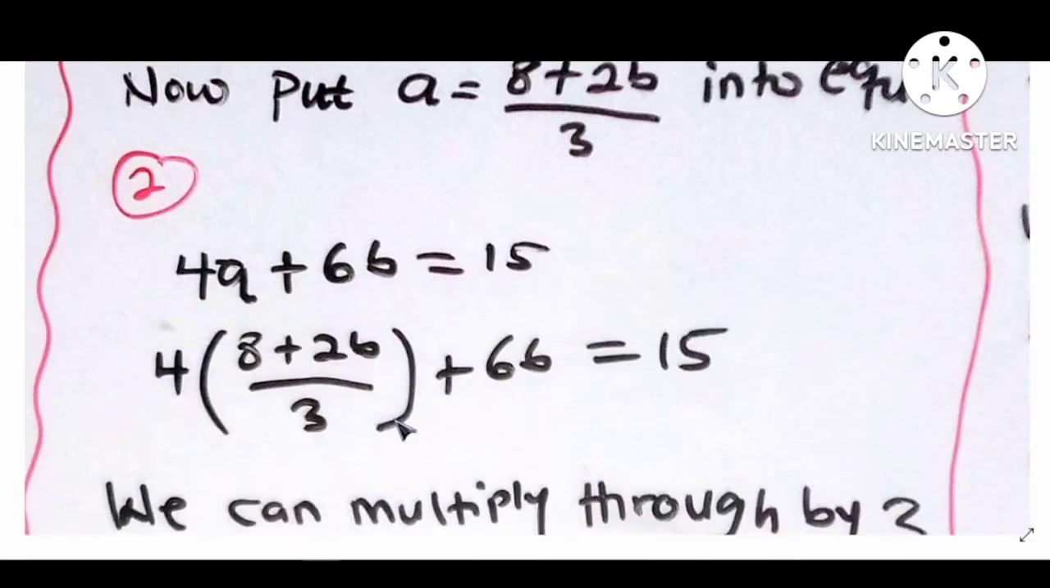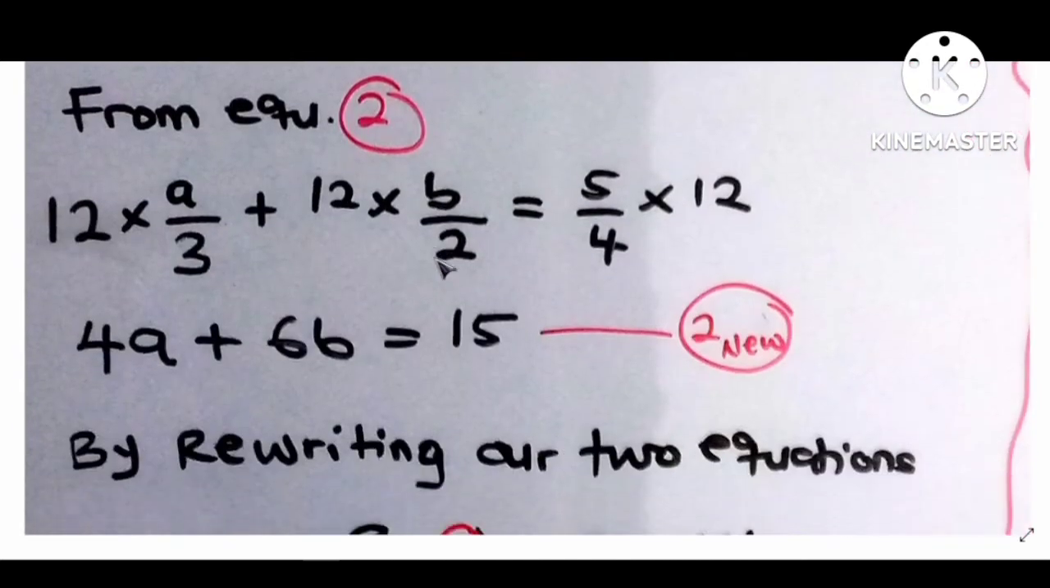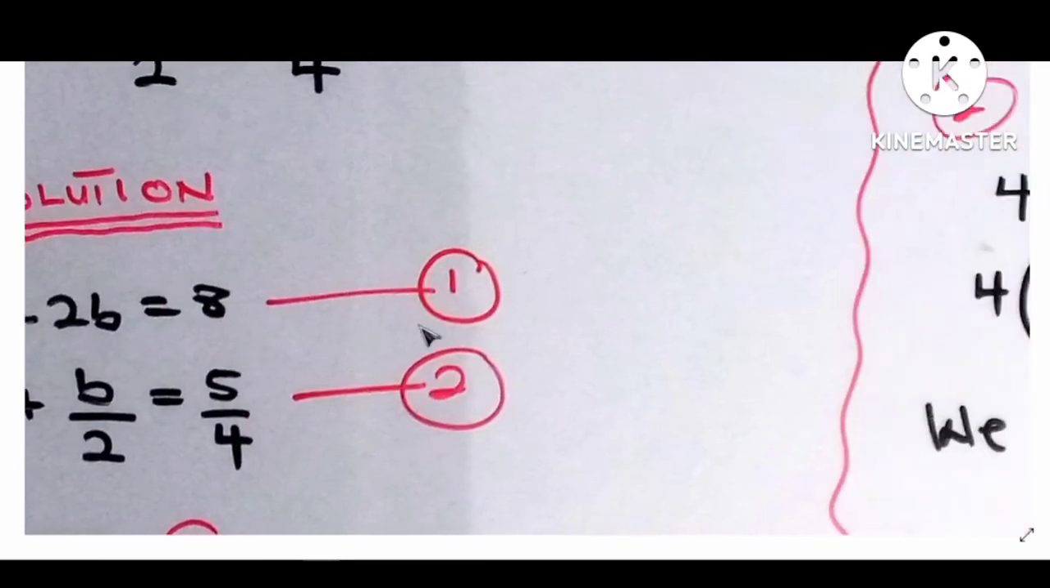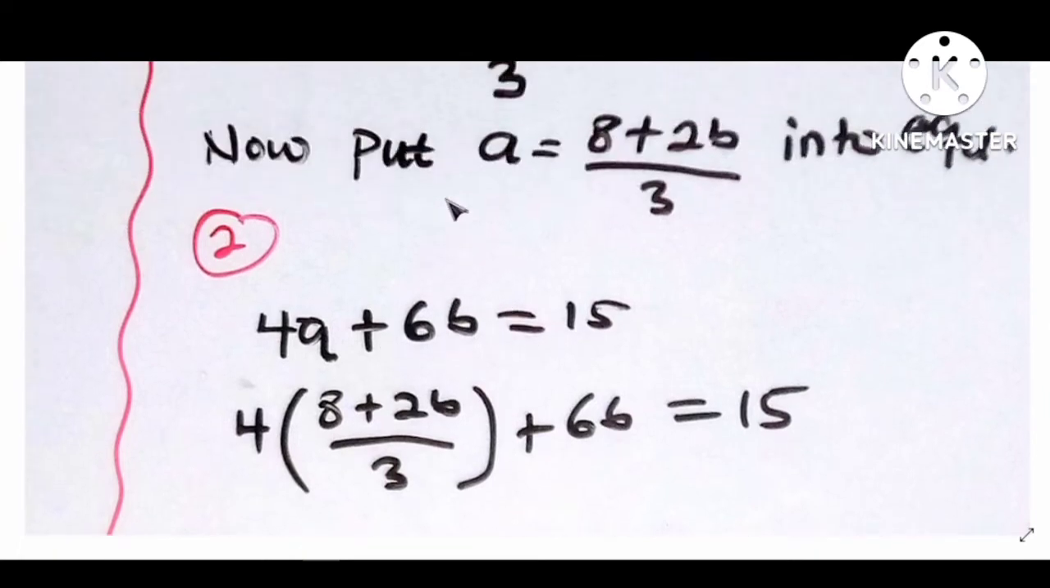When we put it into equation 2, which we know our equation 2 is what? 4a plus 6b is equal to 15. This is our equation 2, and this is where we are putting it. 4a plus 6b is equal to 15, right? So anywhere we see a, we'll put 8 plus 2b over 3.